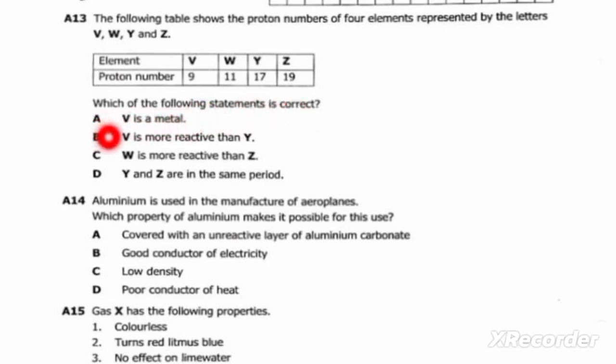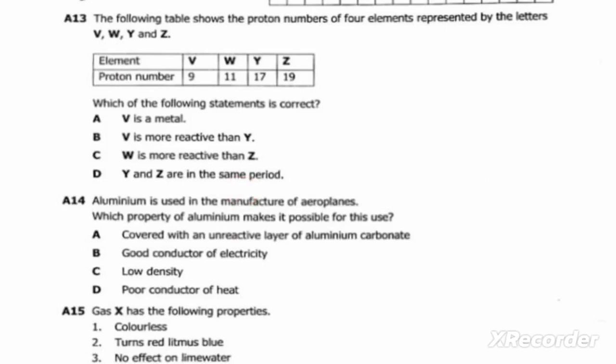A, V is a metal. B, V is more reactive than Y. C, V is more reactive than Z. D, Y and Z are in the same period.